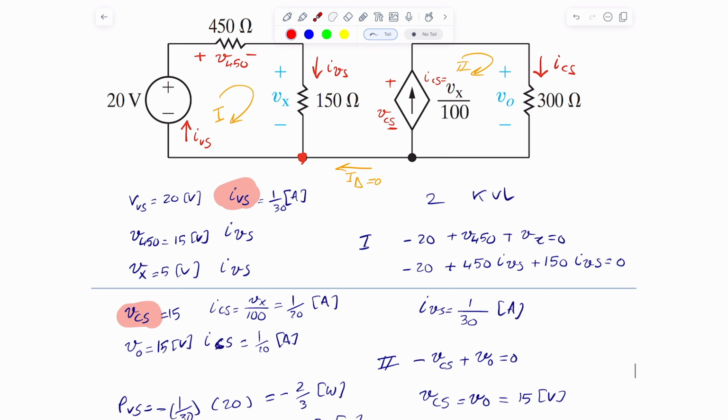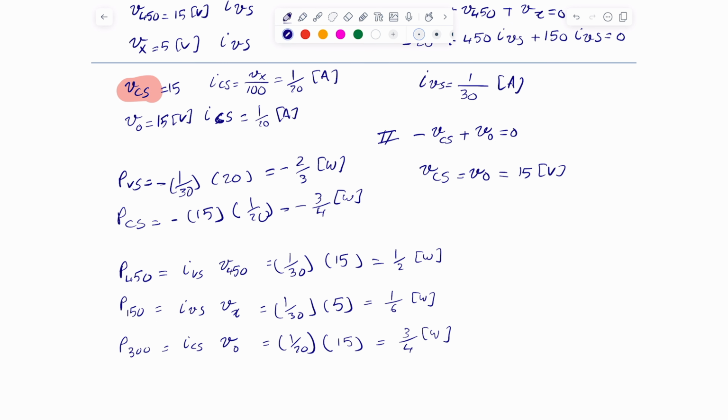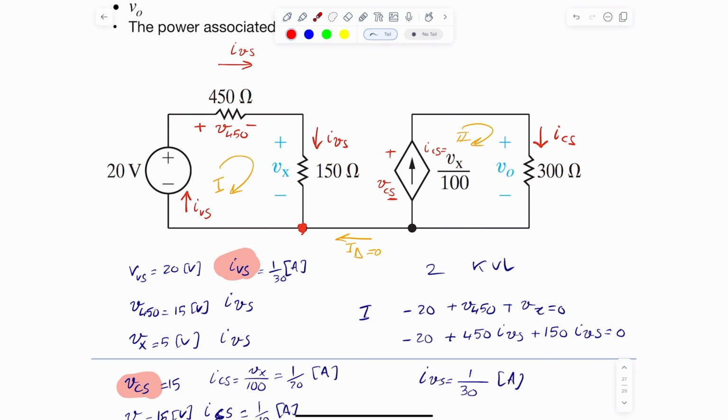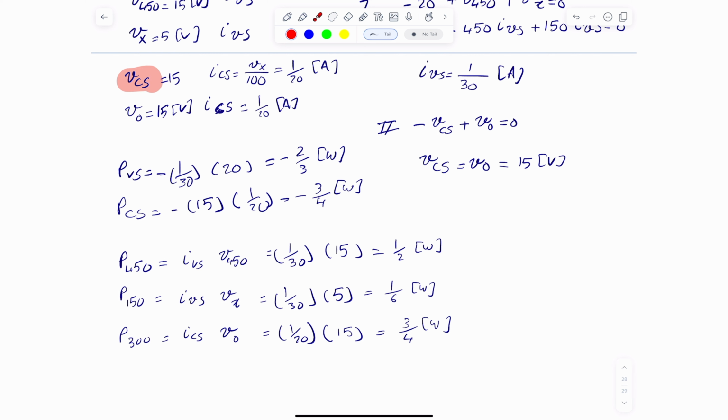So we can compute it for all the different resistors. We have the 450, 150, and 300. I went ahead and computed the powers for the 450 ohms, the 150 ohms, and the 300, and I just used I times V for each case. In each case, I made sure the current is hitting the positive terminal. So it's simply looking at the values and multiplying them, and we get half a watt, 1/6 of a watt, and 3/4 of a watt. If you sum all these values, they sum up to 0, because the current and voltage sources are generating power, and the resistors are consuming power.